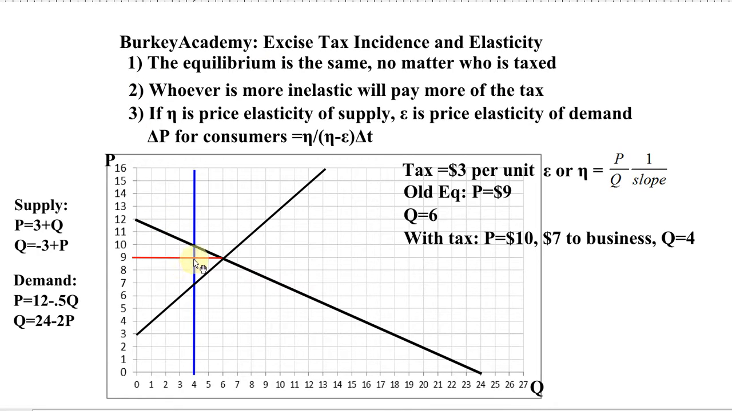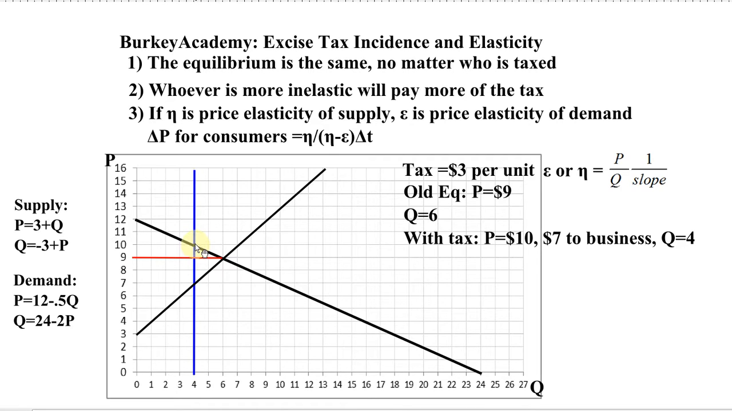Point number two is how much of this $3 tax is being paid by consumers and how much of this $3 tax is being paid by producers. Well, tax incidence is asking the question, who is affected and by how much? It's a $3 tax, and the way to break it down is to say this. The old equilibrium price consumers used to pay is $9. Now the price they have to pay is 10, so the incidence for consumers is $1. The price that the consumers pay is going up by $1.